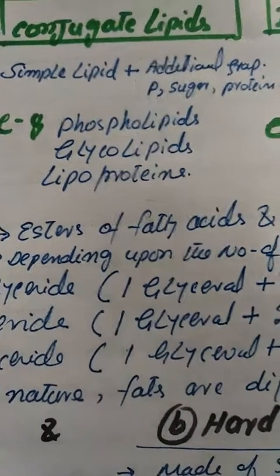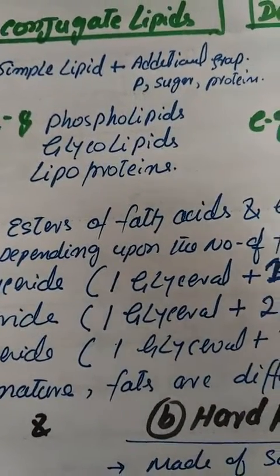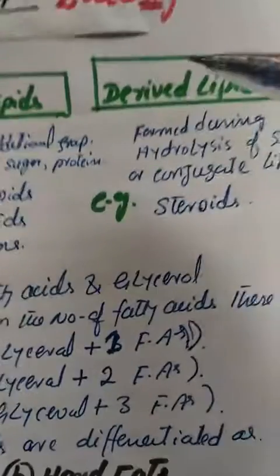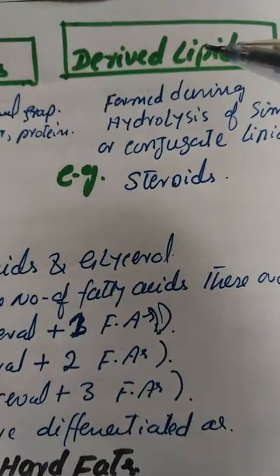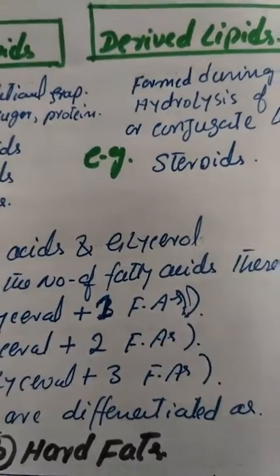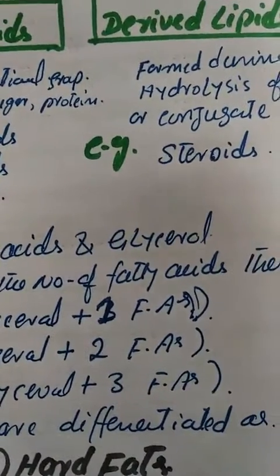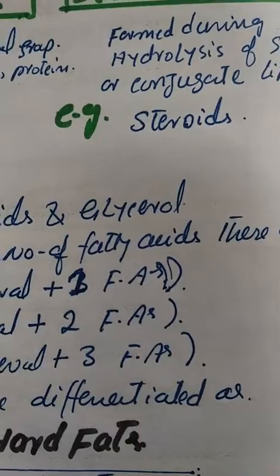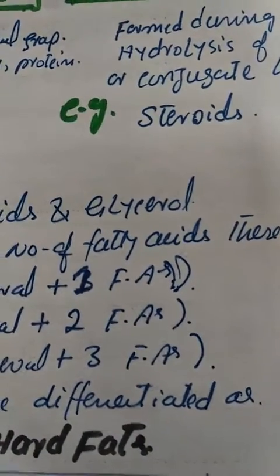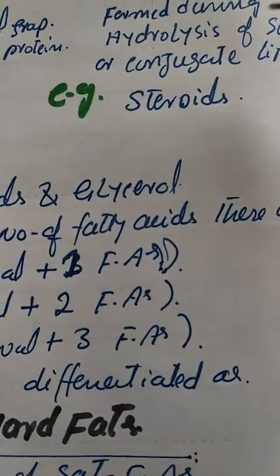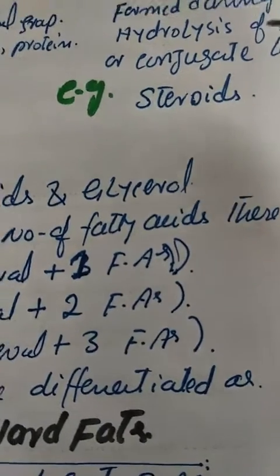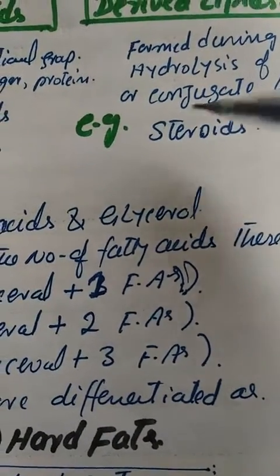Thirdly, the third type of these lipids is what is called derived lipids. These derived lipids are formed actually by the hydrolysis of simple or conjugate lipids. Examples are, for example, steroids.